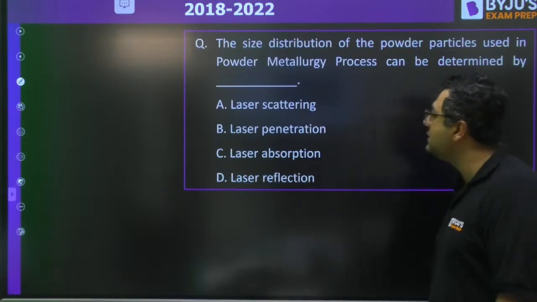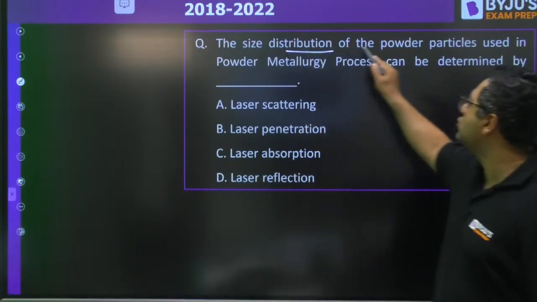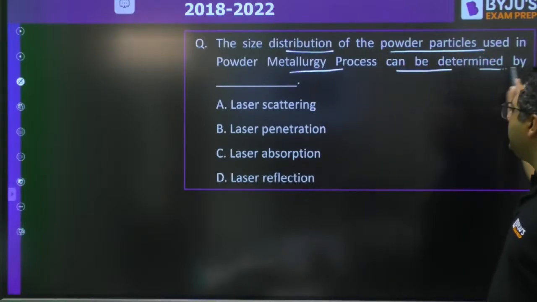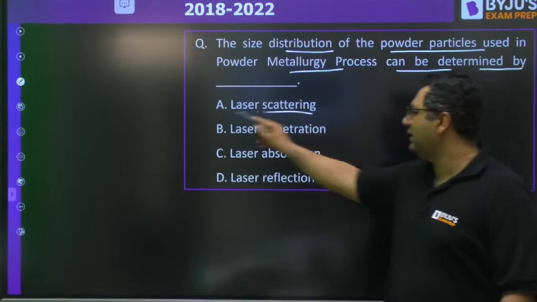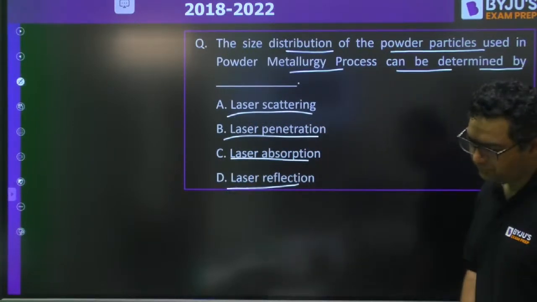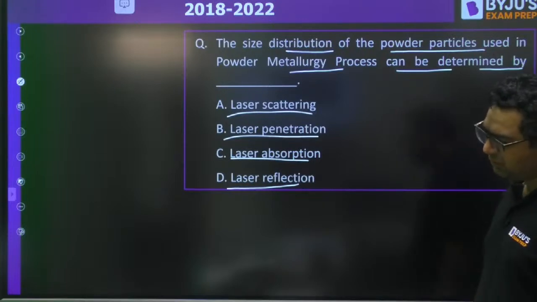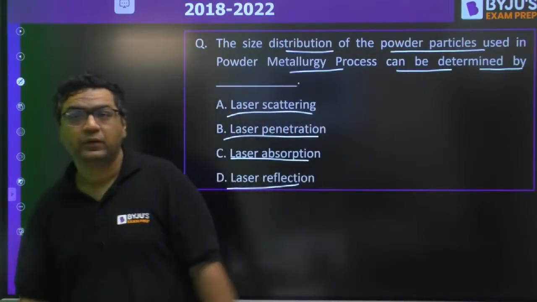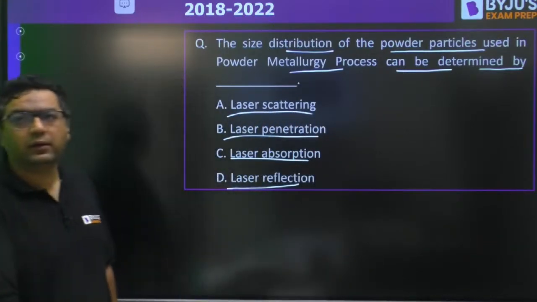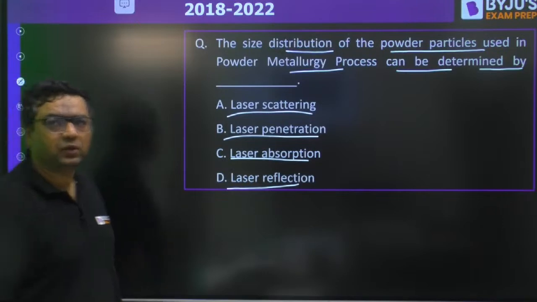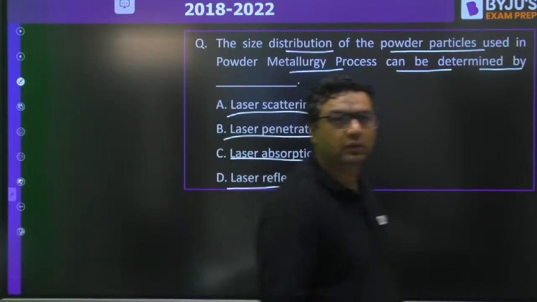Next question, guys, is this. The size distribution of the powder particles used in the powder metallurgy process can be determined by laser scattering, laser penetration, laser absorption, or laser reflection. What will be the answer for this one? Yes, this is question number 8. Okay, so this is for powder metallurgy.